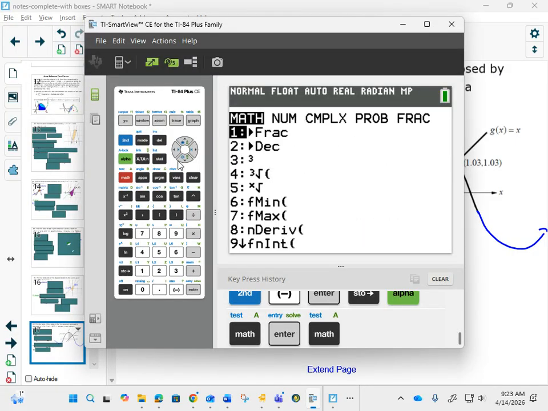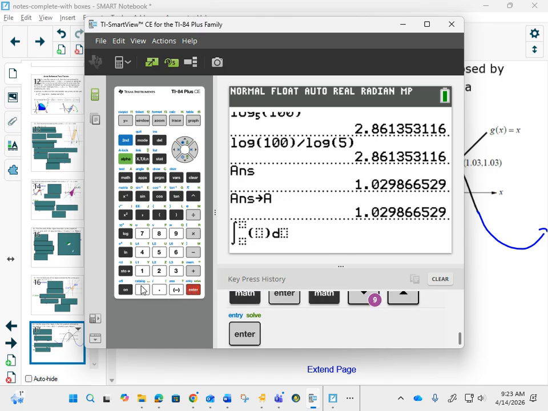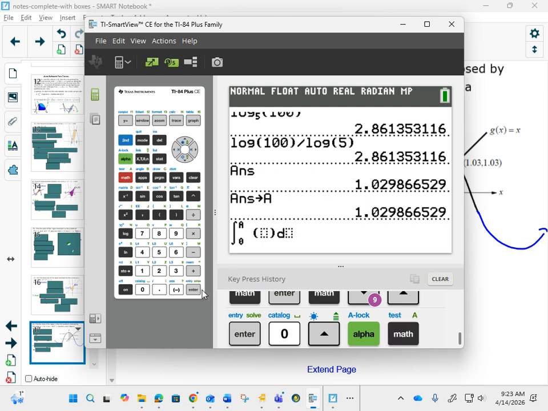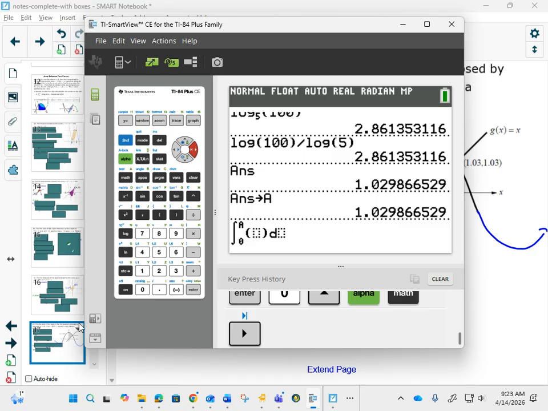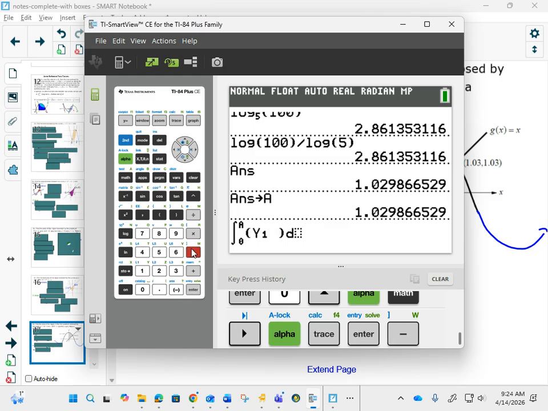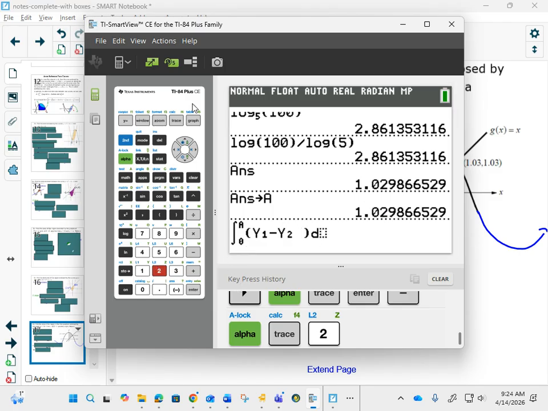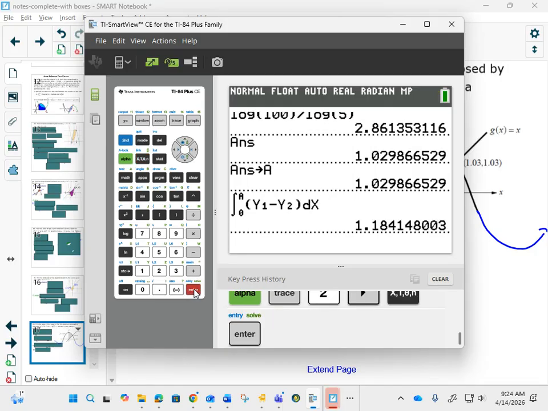Okay, so I'm going to go to math. I'm going to go to my, is this my definite integral? Yes. I'm going to go from 0, and I have stored this answer as A, so I can put A in there. I can retype the whole equation, or I can go y1 minus y2 with respect to x. y1 was an equation with x, y2 was an equation with x. 1.184.